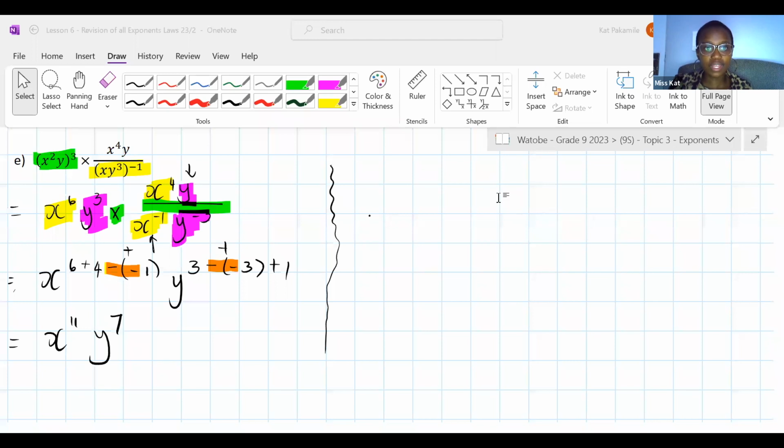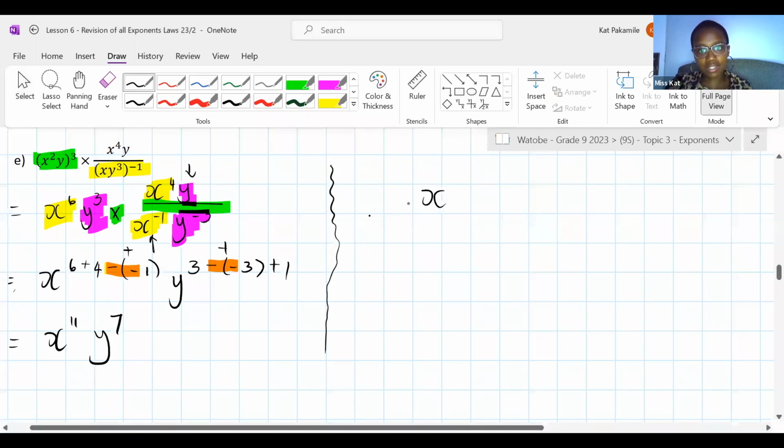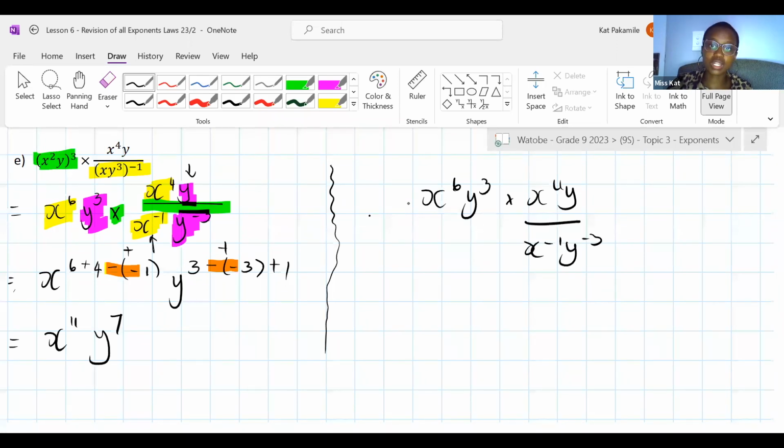Hi, ma'am. Hello. Ma'am, can I ask, how did you get the positive 1 on y to the power 3? Okay, remember, maybe it's the colors that are confusing. We had x^6 y^3 times x^4 y over x^-1 y^-3. That's what we had.